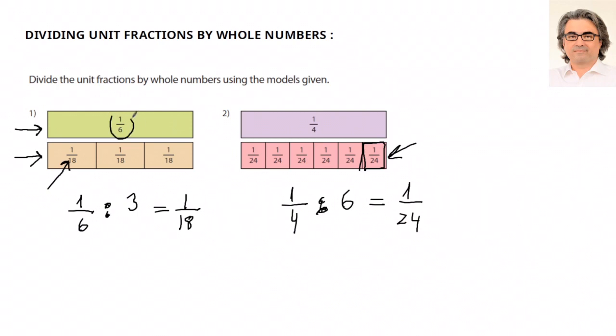Divide 1/6 by 3. The result is 1/18. Divide 1/4 by 6. The result is 1/24. Did you understand this simple model? Now let's continue with the next page and next type of model.